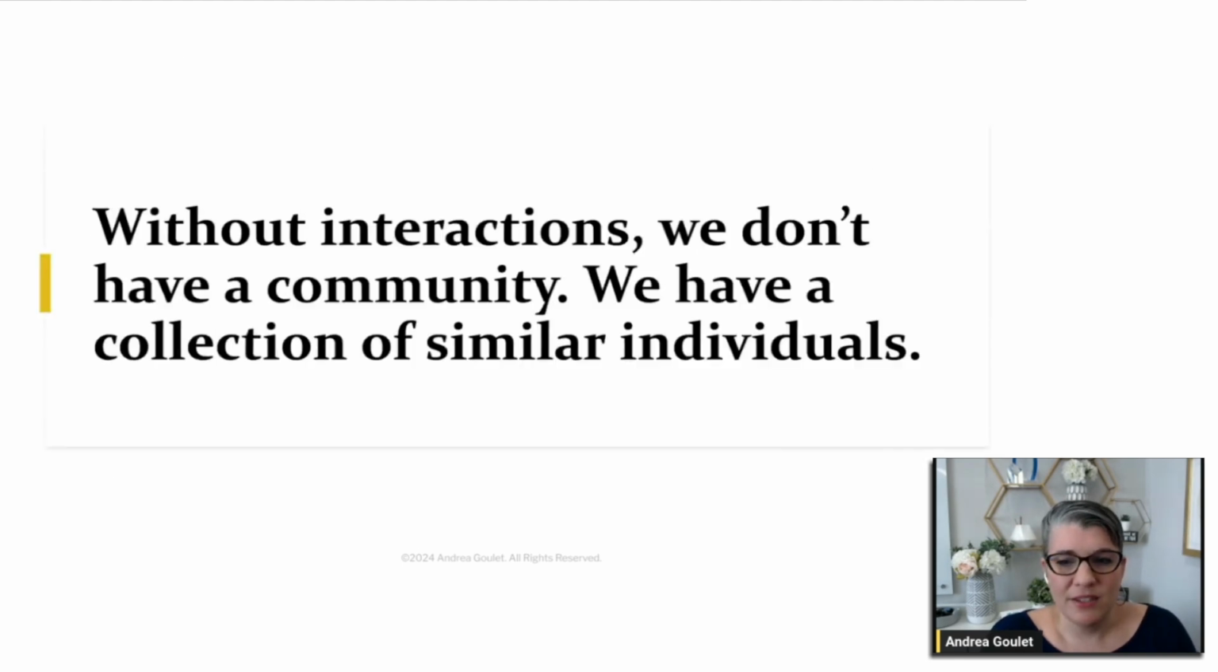And without interactions, we don't have a community. We just have a collection of similar individuals. And I think that in my years of community building, what I've noticed is that there's a lot of people who sit on the sidelines and lurk, and that is great. And I feel comfortable there too.